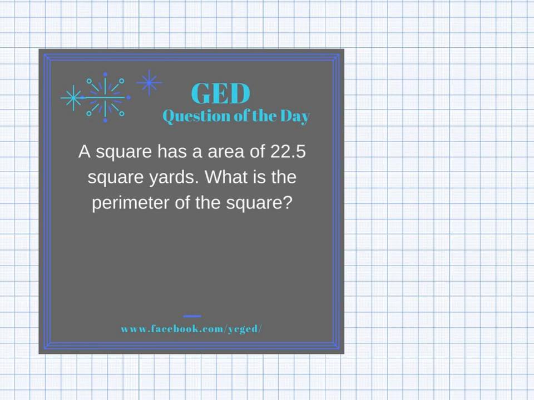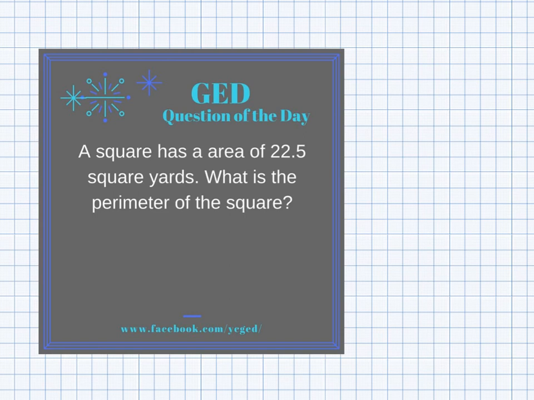It's GED question of the day, and it looks like we've got a word problem going on. So let's take a look here. A square has an area of 22.5 square yards. What is the perimeter of the square?